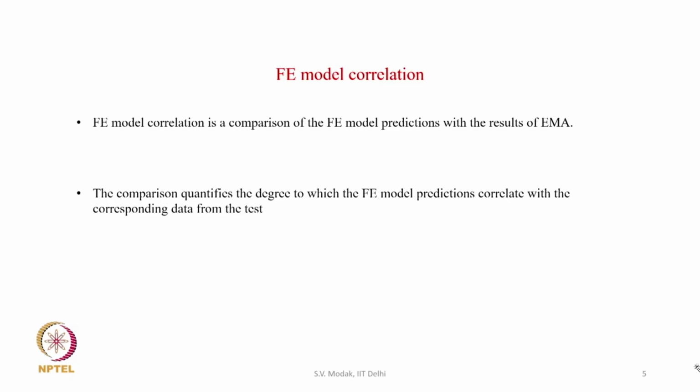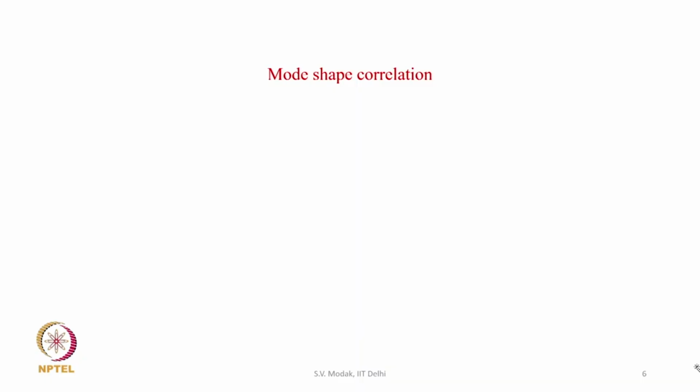Now, how can FE model correlation be done? The comparison quantifies the degree to which the FE model predictions correlate with the corresponding data from the test, and this indicates the level of error in the FE model predictions. So, what characteristics should be used for comparison? The comparison is generally done in terms of natural frequencies, modal damping factors, mode shapes and frequency response functions. Let us first talk about mode shape correlation.